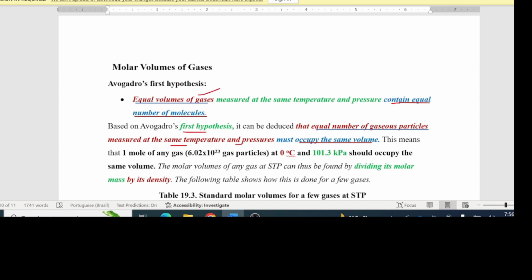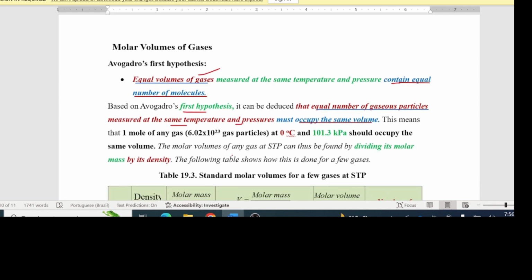Therefore, equal number of particles at the same temperature and pressure must have equal volumes, even if you have different gases. This means that 1 mole of any gas, that number of particles, at 0 degrees Celsius and 101.3 kilopascals, this is standard temperature and pressure, should occupy the same volume. All right? 1 mole of any gas at the same temperature and pressure must have the same volume.